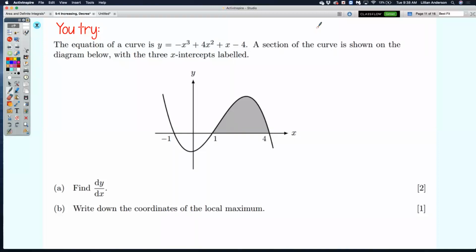So don't forget, for a problem like this, it says find dy dx when the equation of the curve is y equals -x³ plus 4x² plus x minus 4. Section of the curve is shown to you. As we can see, if this is the original graph, then our local maximum should occur somewhere in between 1 and 4, yes? Based off of the graph. So let's find our derivative. What did you guys get for the derivative?